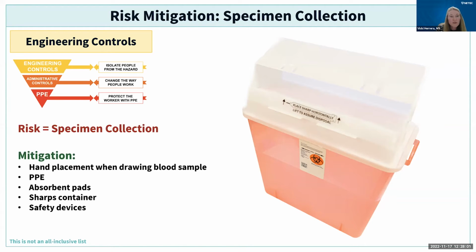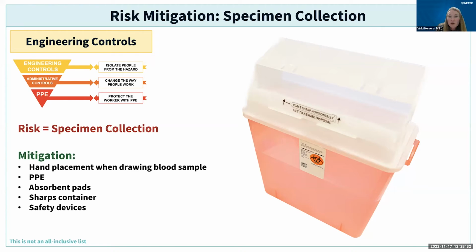But some simple things that you can do that will help reduce your risk is maybe considering the hand placement when drawing a blood sample. We want to make sure that you're not anchoring above the needle. Appropriate PPE when you're in the room with a patient. Absorbent pads, you can put an absorbent pad underneath the arm or wherever you're drawing your labs. You can use that to put against your PPE to help as a barrier.